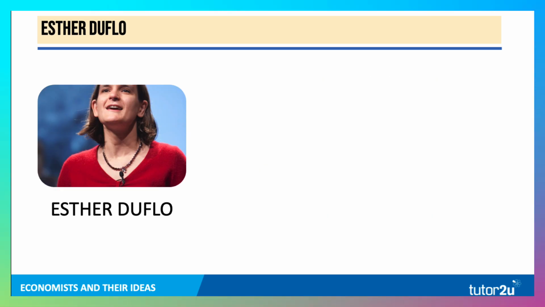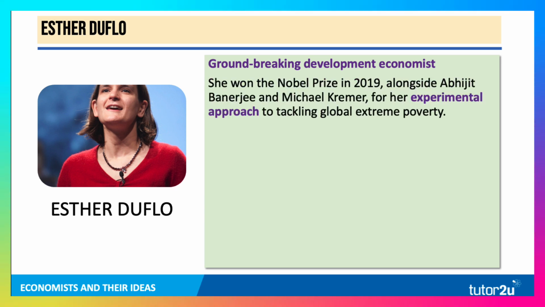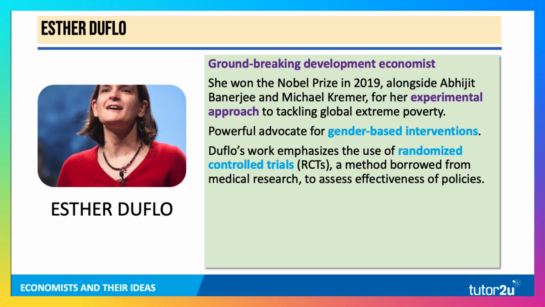Esther Duflo is a very famous economist, a groundbreaking development economist. And again, she won the Nobel Prize just before the pandemic in 2019, alongside her husband, Abhijit Banerjee, and Michael Kremer, for their work in experimental approaches to tackling extreme poverty. Esther Duflo is a powerful advocate for gender-based interventions, and in particular her work in randomised controlled trials, testing policies on the ground, at local levels, within communities.